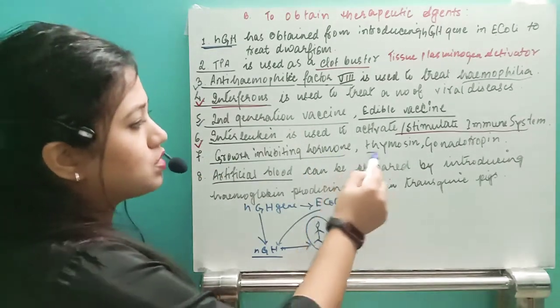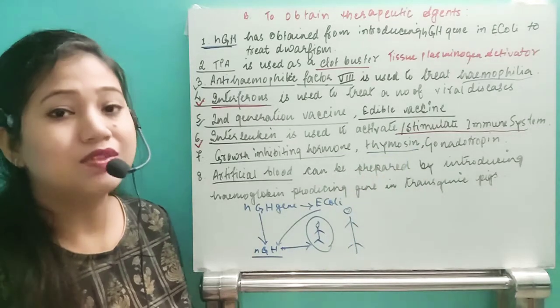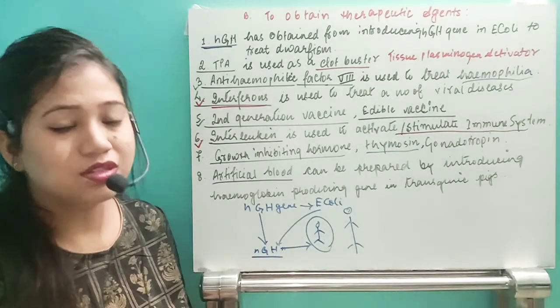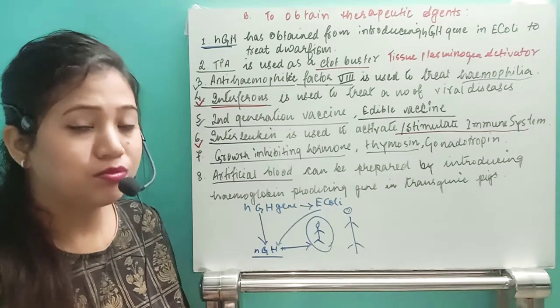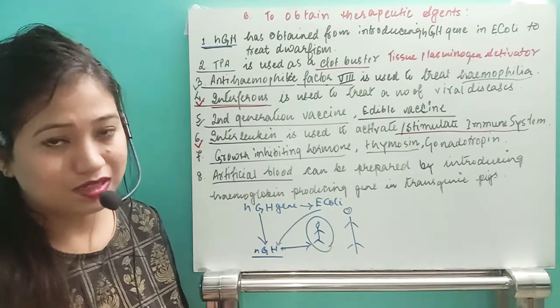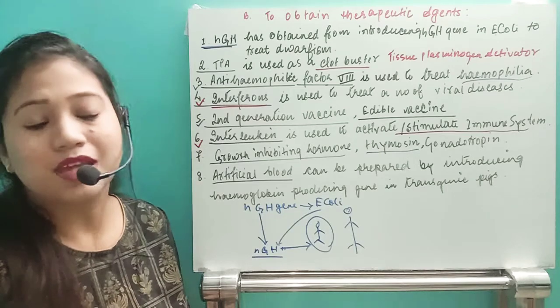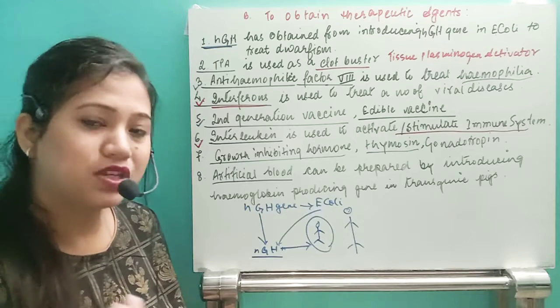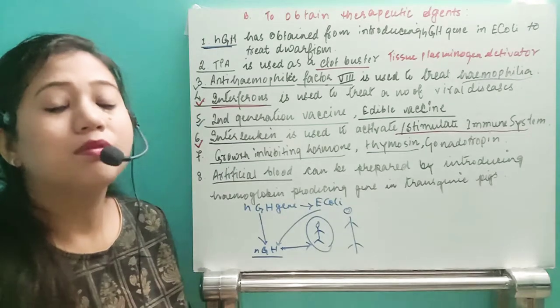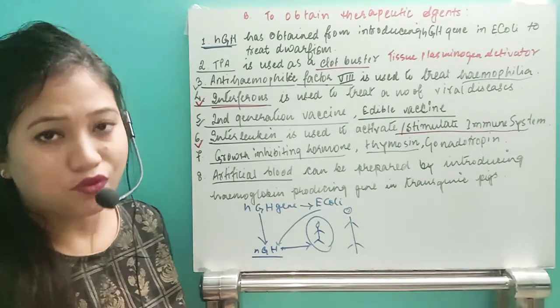Next one, thymosin, which is released from the thymus. If that individual does not produce this thymosin, then what can happen? The cell-mediated immune system will be deactivated. He will not be able to develop cytotoxic T cell. So in that case, thymosin can be injected from outside to mature the T lymphocytes.